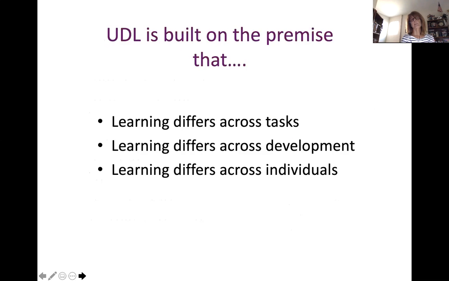It's built on the premise that learning is different across tasks. So the way we learn math, calculation, is different than how we learn to read. Learning also is different across development. We learned differently when we were 6, as opposed to now that we're close to adulthood or adulthood. We also have learning that's different across individuals, and we've talked about this in class. Every individual learns at a very different rate, whether they have a learning challenge that's labeled or not.